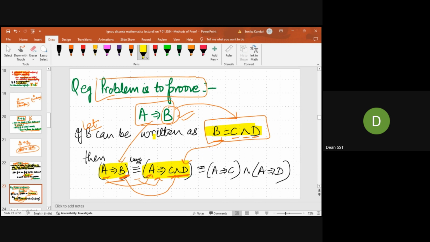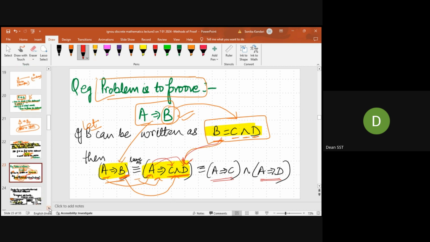So we have written that A implies B is the same as A implies C and D. We got this value from here, because B is equivalent to C and D. And it can be written as A implies C and A implies D. In this way, we can further split. These are the things that we should know how to split, making use of what is given to us.